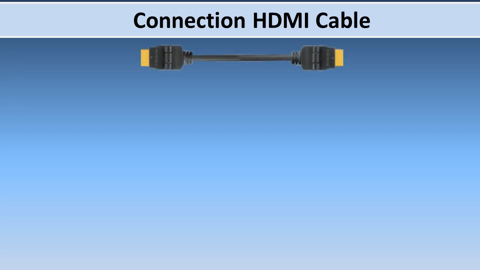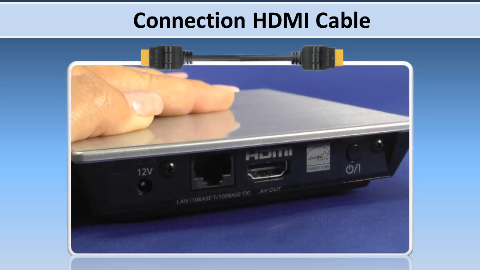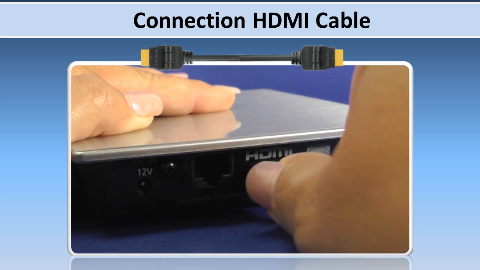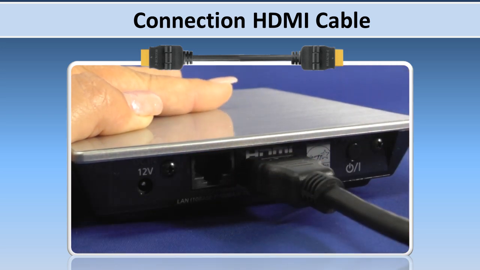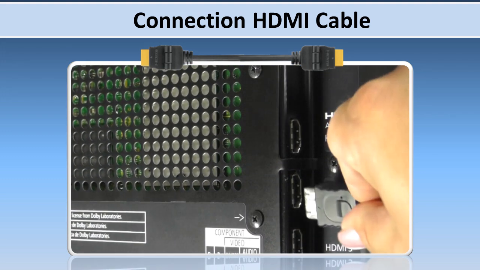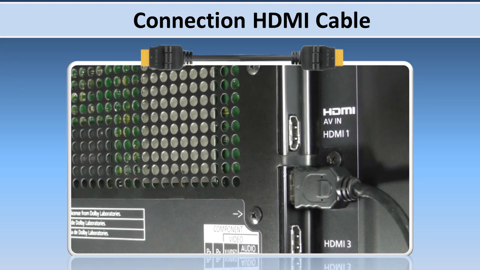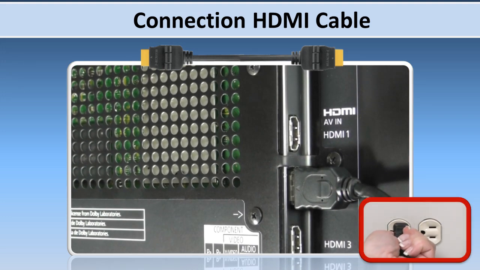Use a high-speed HDMI cable to connect your television. Make sure that both the television and player are unplugged from the AC power. Then plug an HDMI cable into the HDMI AV out terminal on the back of the player. Plug the other end of the HDMI cable into an available HDMI in terminal on your TV. Then plug both units into the AC power.